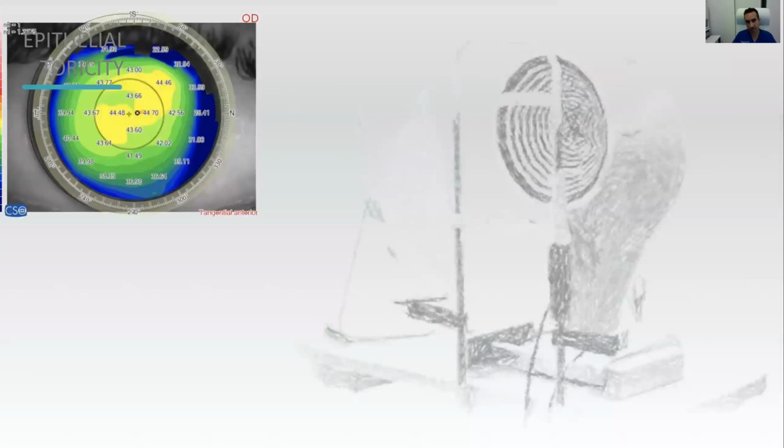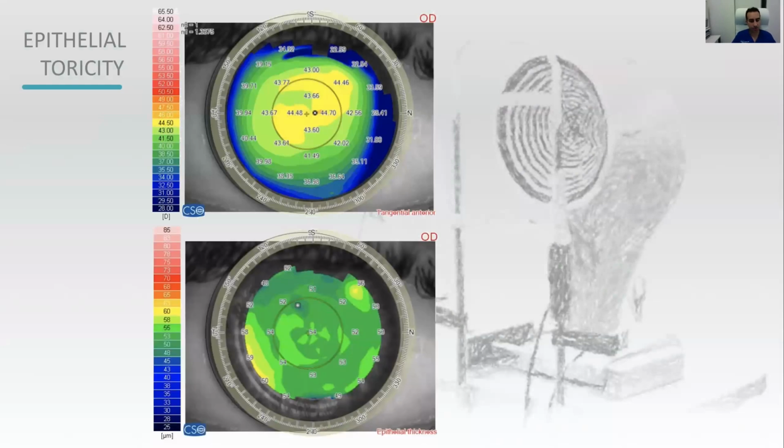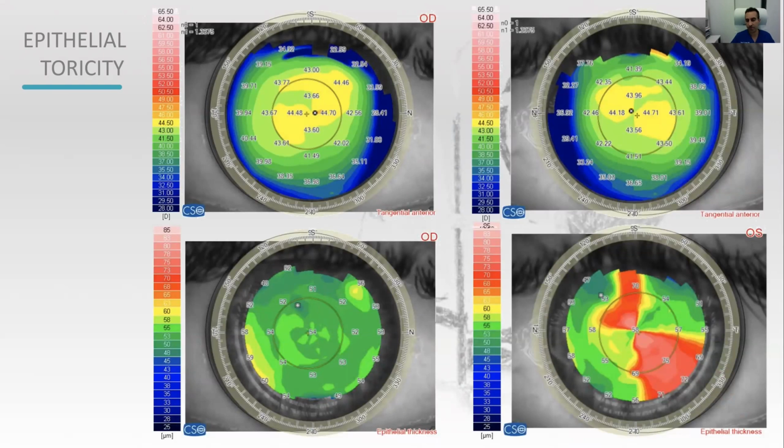Now, also epithelial toricity is important. As we see here, this is a cornea with astigmatism. And as you see, the epithelium is pretty smooth and overall homogeneous. This is the other eye with a little bit more astigmatism. And as you see here, we have a lot of epithelial thickening alongside this astigmatism. And that's very important whether you're planning a PRK, a trans-PRK, or a femtoLASIK procedure. So again, looking at the epithelium is vital here.